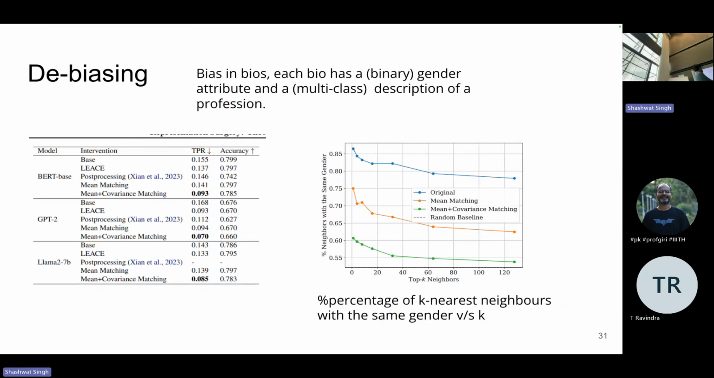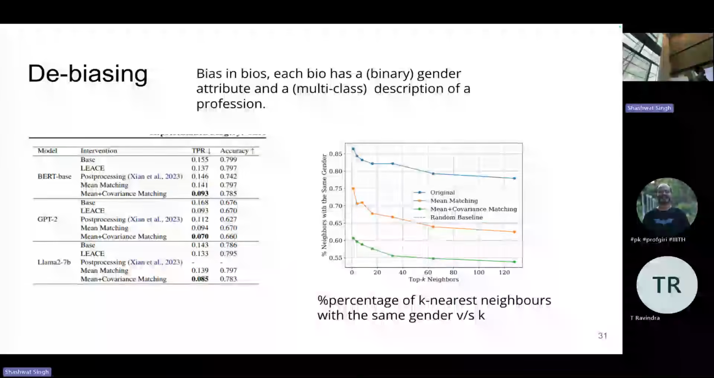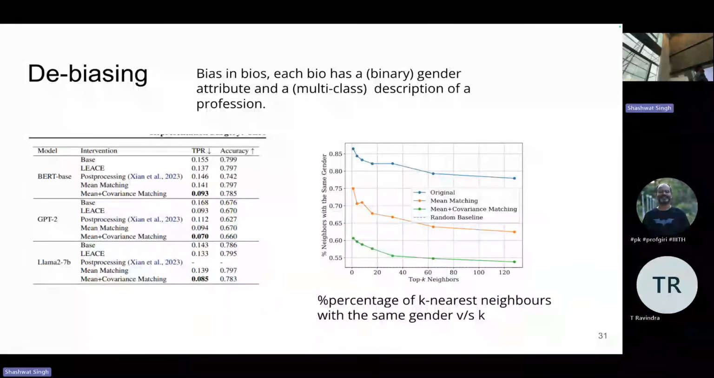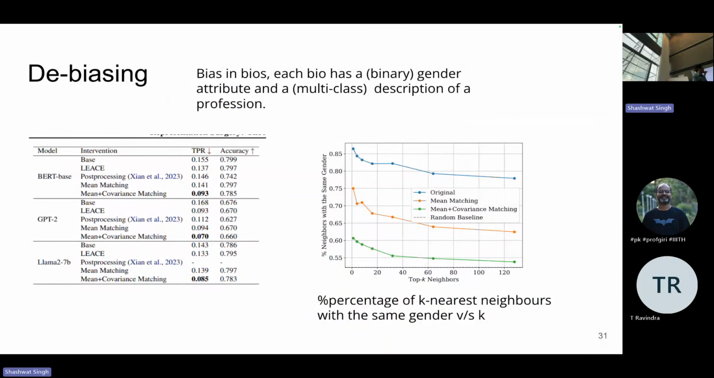This is more interesting to me personally. The question is, what is the percentage of k nearest neighbors that share the protected attribute? So I took all of these vectors out, and I plot them in some space, and the point is that I should not be able to guess gender by their neighbors. So the lower this is, the better. The original models are there. When you do mean matching, it's a little better, but not quite there. When you do mean and covariance matching, it's gone.